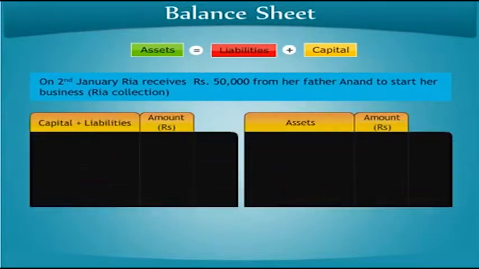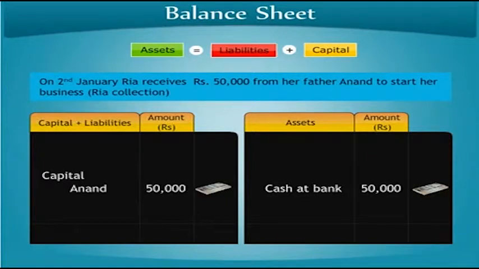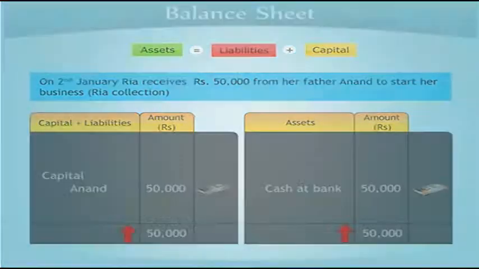Now this journal entry will be posted in the balance sheet as asset side. Cash bank will show 50,000 as a balance and capital account will be credited by 50,000. Assets and liabilities will get tallied by 50,000 and the balance sheet will get tallied.